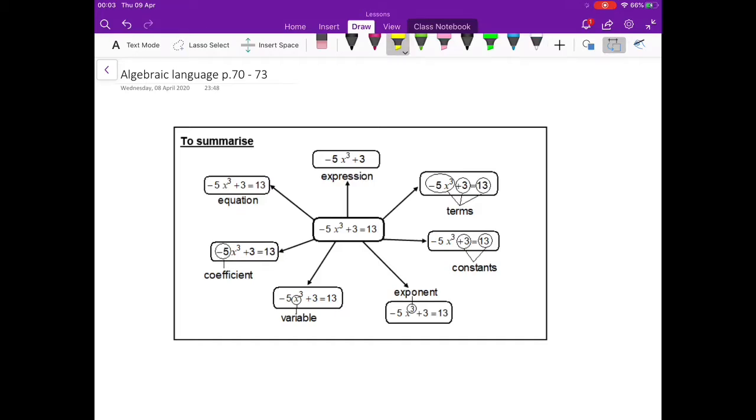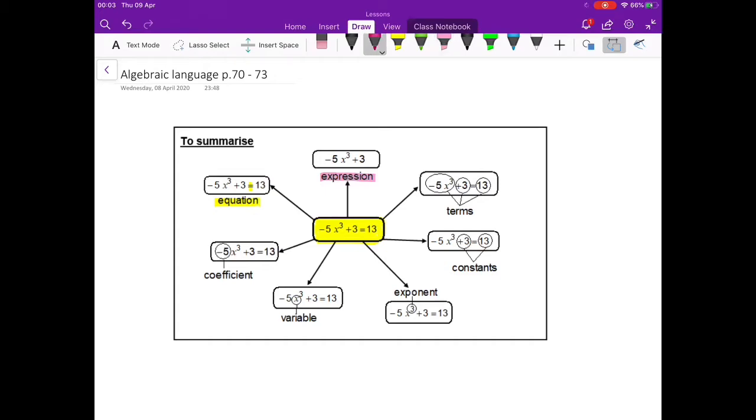So firstly, we start off with this, and that is called an equation. It is an equation because it has an equal sign. So if there is an equal sign in a number sentence, then it is an equation. This, however, is an expression because there is no equal sign.